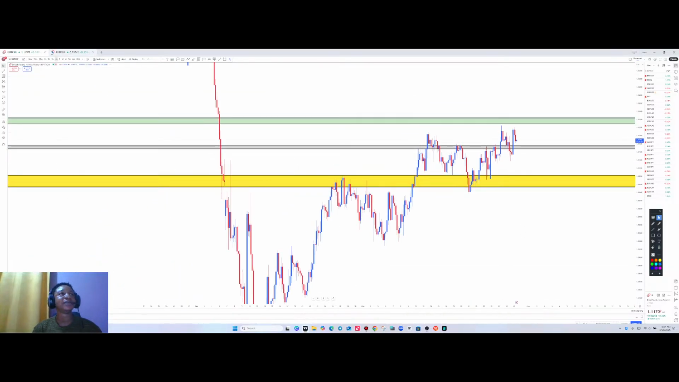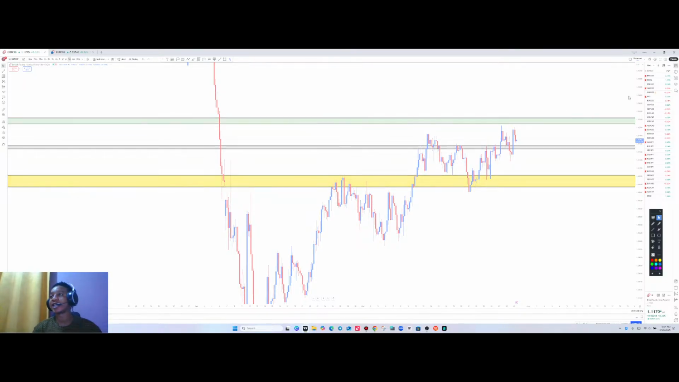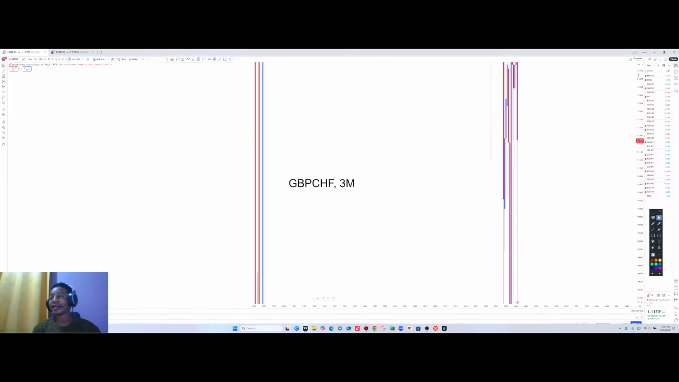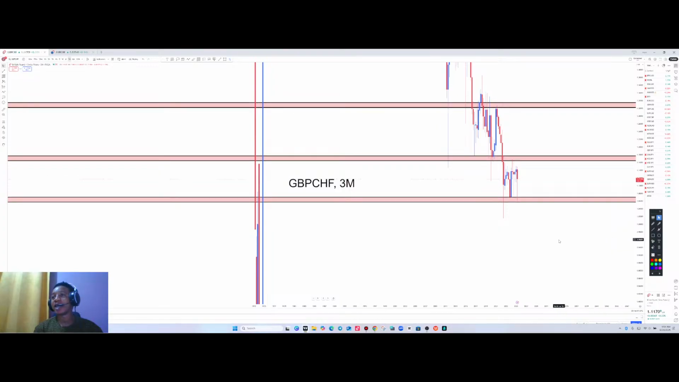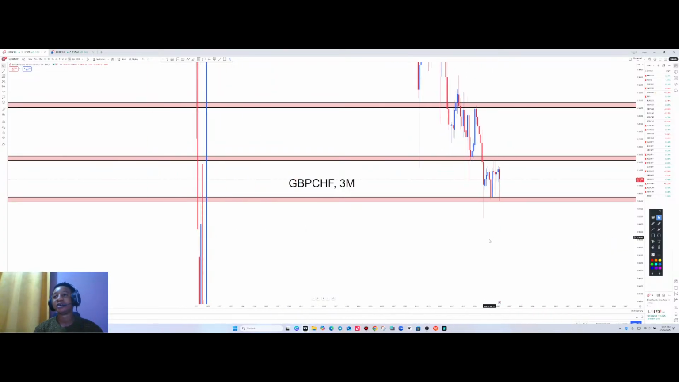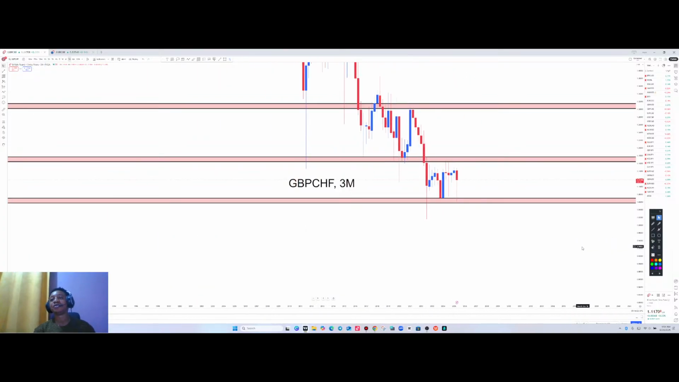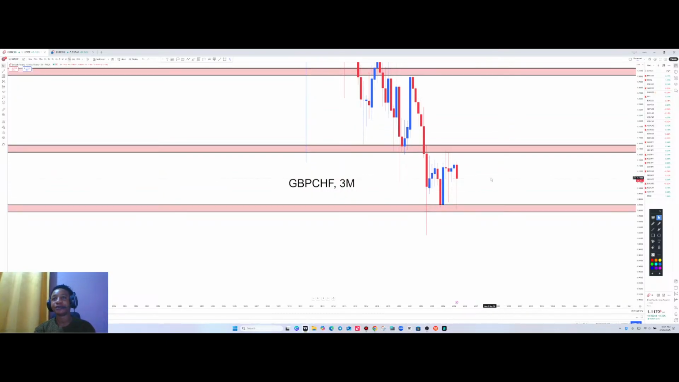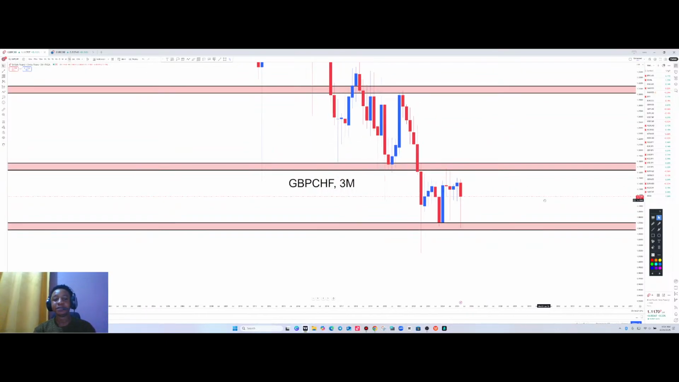So GBP CHF, let's begin the analysis also on the higher time frame, and then get to understand the whole process of where price is going and how it's going to get there before we pick our entry. So this is GBP CHF on the 3M time frame. We have the upper zone, the mid-range zone, and then the lower zone. If you look closely at the lower zone, what do you see?